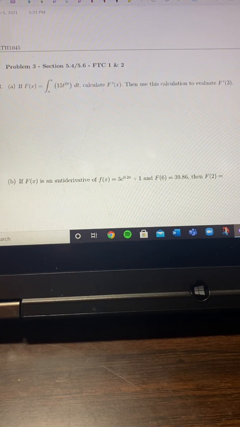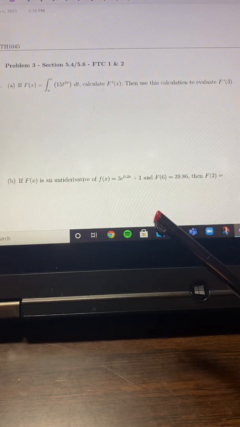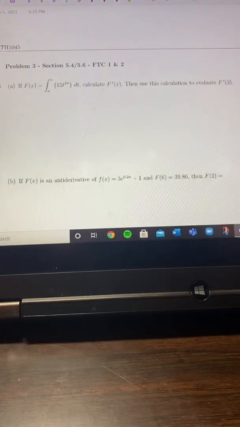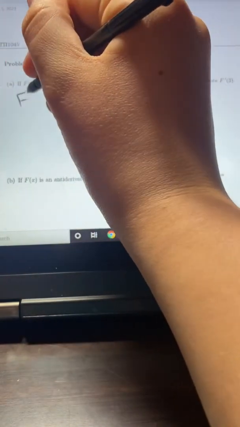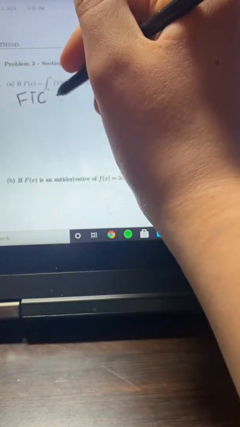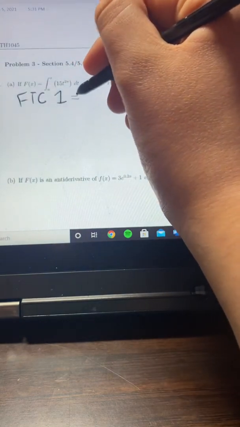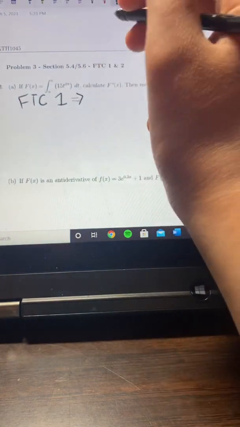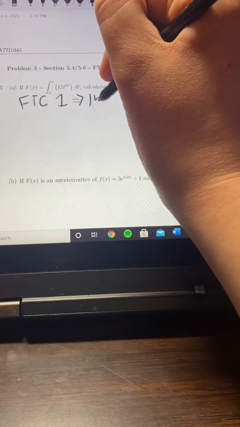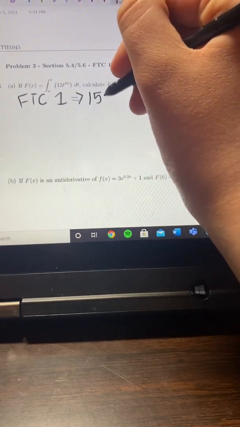Alright, so I chose problem 3 for the project. So for part A, we're going to use the fundamental theorem of calculus part 1. And that allows us to replace the t with an x.